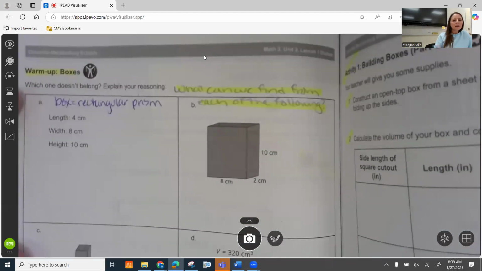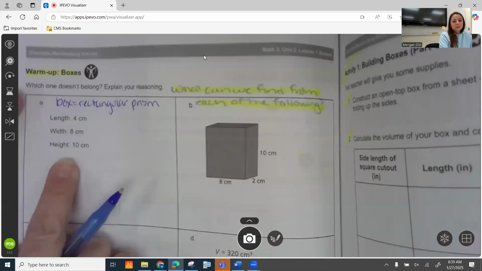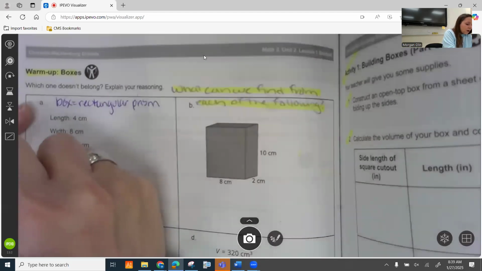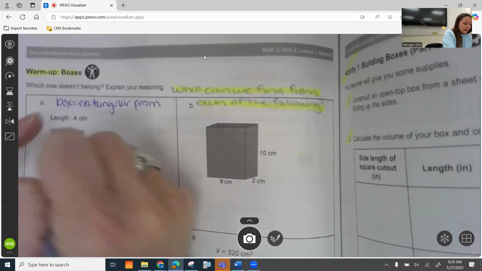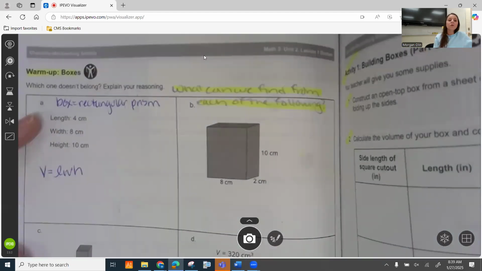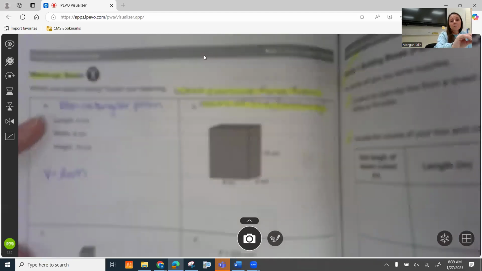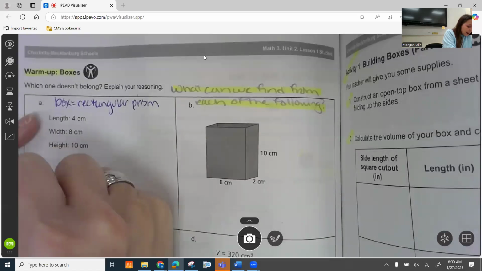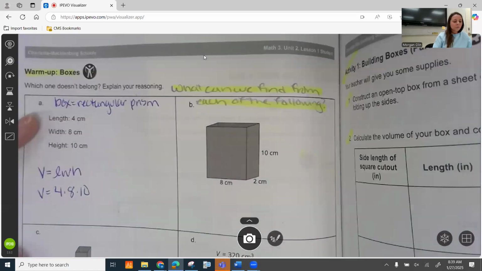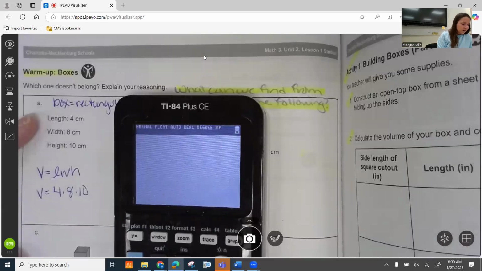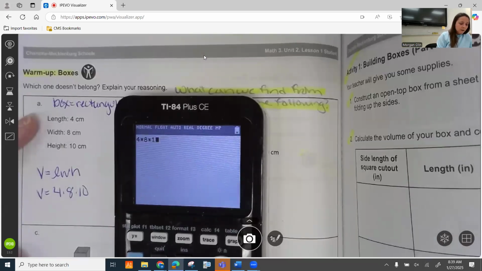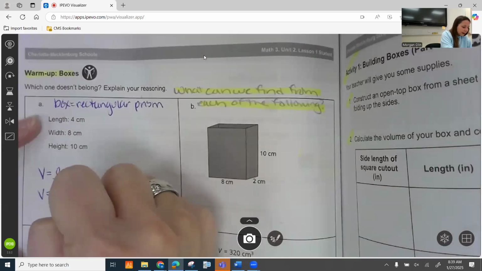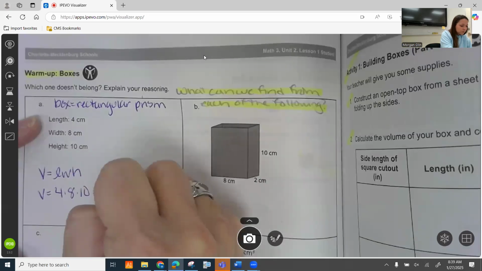All right, so for any boxes, if they give us all the dimensions of the sides, what can we find really quickly? We can find the volume because the volume of a box is length times width times height. That's a formula that you need to have memorized. So make sure you have it memorized. So here to find this volume, we would do 4 times 8 times 10. If you want to throw it into your calculator, 4 times 8 times 10 quickly gives us 320. And when we talk about units here, as far as volume, it's centimeters cubed.